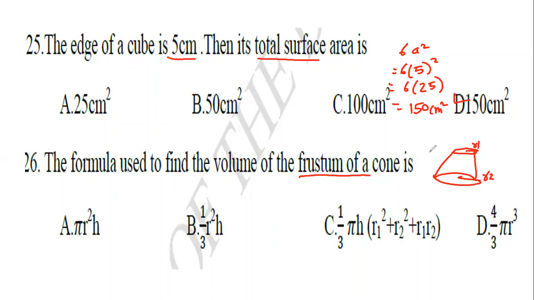Here R1 and R2 are present only in option C. So the frustum of the cone volume is 1 by 3 pi h into R1 square plus R2 square plus R1 into R2. So which option is right? Option C is correct.